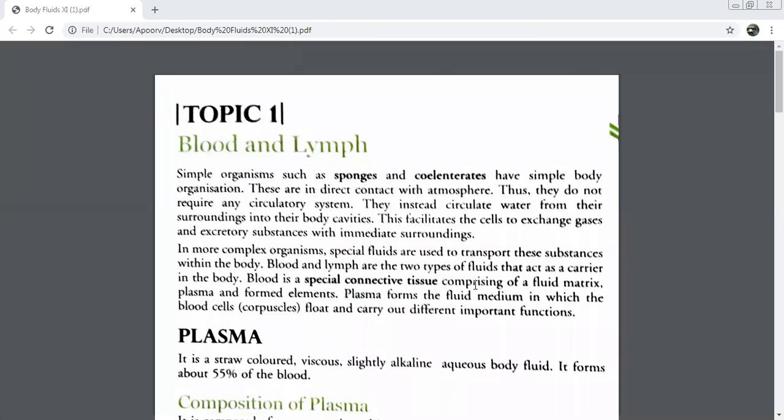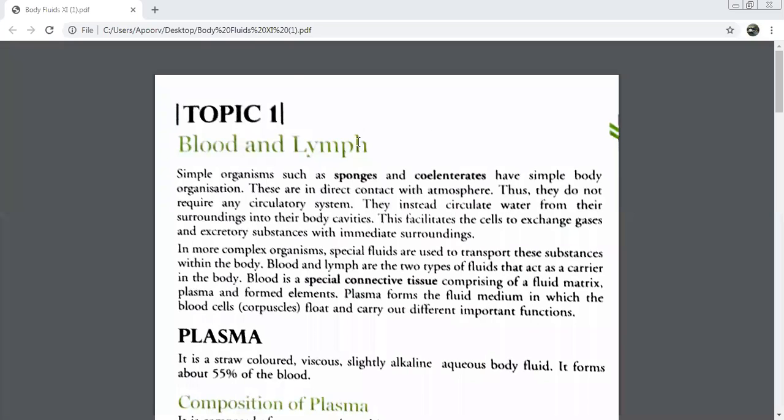Basically, a substance which can flow, you must have studied about this, and which does not have a fixed shape. That is what we call a fluid. Something which can flow and does not have a fixed shape. Nothing more important than this. These two paragraphs are just an introduction.